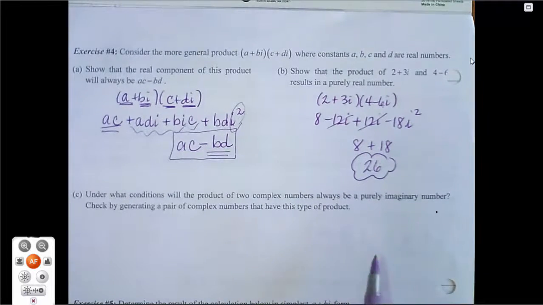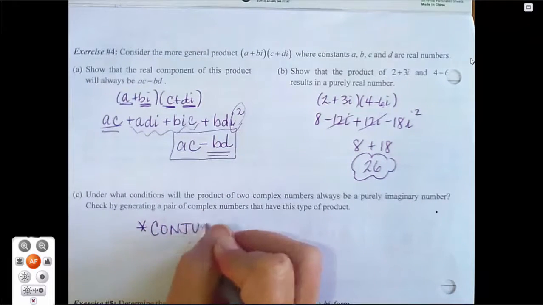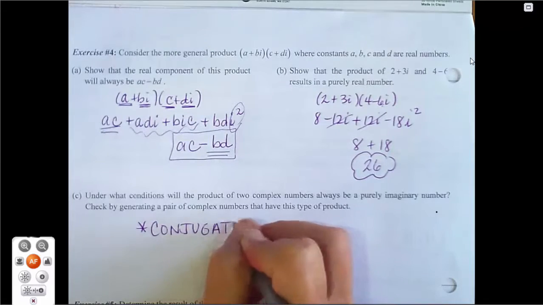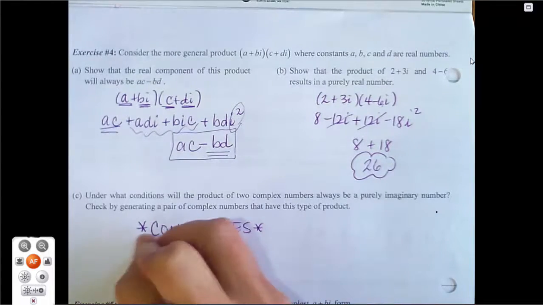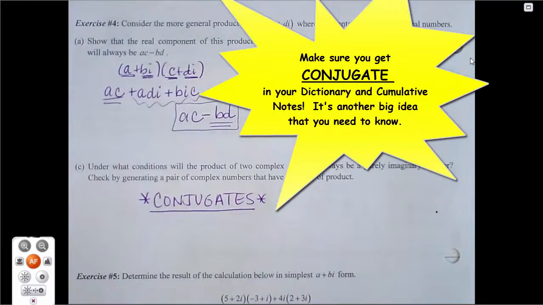Well, this is a special condition called conjugates. This is something that you'll want to get into your math dictionary as well as your cumulative notes. Conjugates are numbers that, when I multiply them, we get rid of the imaginary unit. We'll also use them later when we want to get rid of square roots. We'll multiply by conjugates. But for now, we're talking about imaginary numbers.